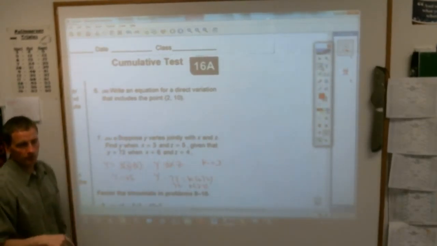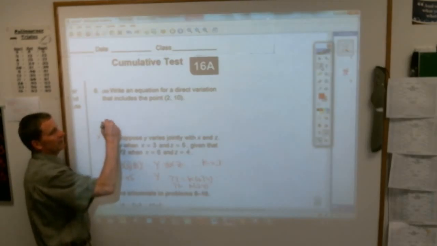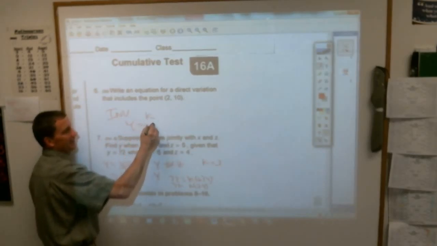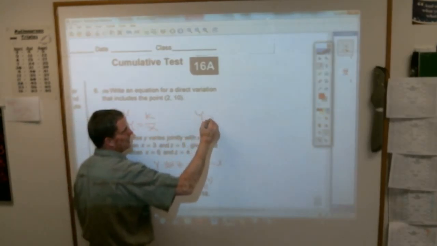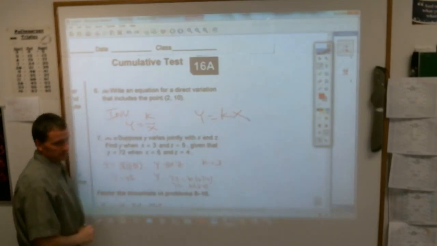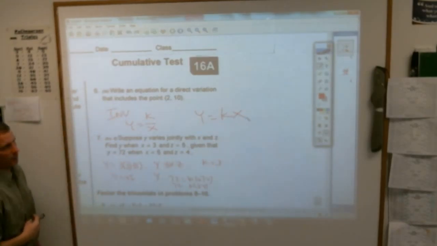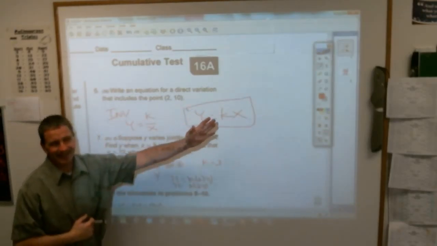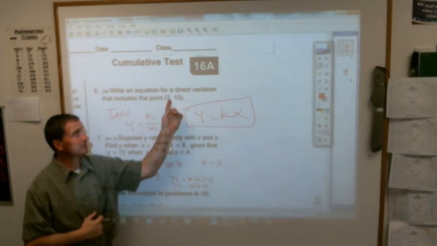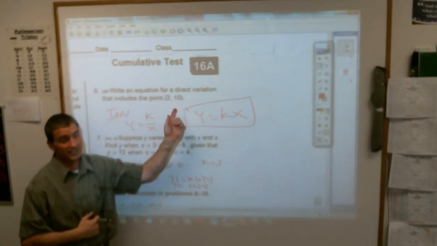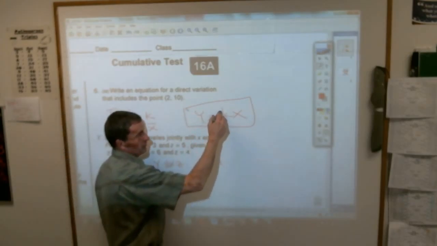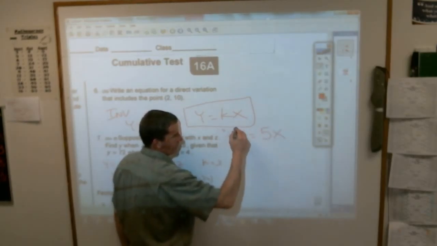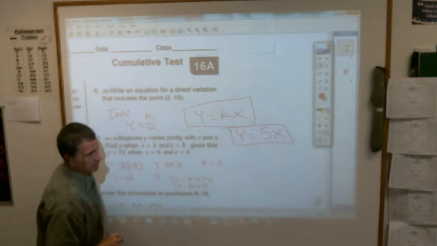Hopefully in your notes you have two different equations. You've got inverse variation and direct variation. Inverse variation is y equals k divided by x, and direct variation is y equals k times x. You just need to figure out what the letter k is, which is just what do you multiply x by to get y. 2 times what is 10? There's your equation. You just put a 5 in for the k. Whatever x is, you multiply it by 5 to get y. That is your equation.